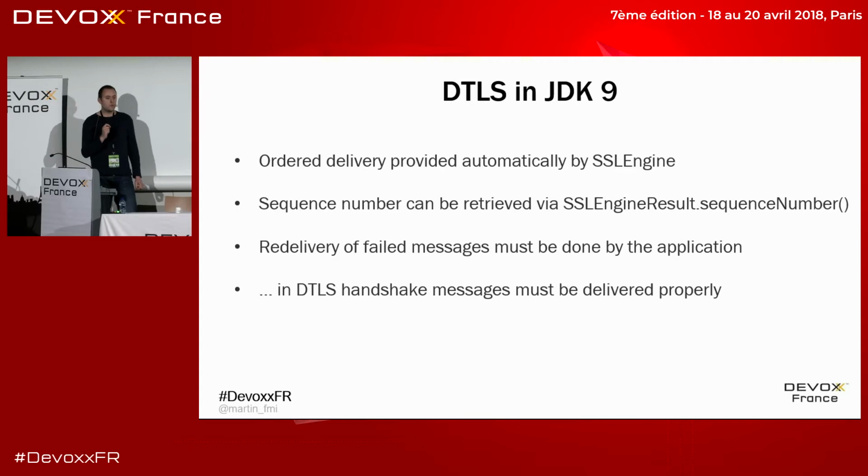However, if you want to use DTLS in your application, you need to make sure in your application that you redeliver messages properly if they have failed for some reason. Or you need to also make sure that you order messages properly. And for that reason, there is also a new method added to the SSLEngineResult class, which is called sequenceNumber, that allows you to get the current sequence number of the message that you get from DTLS.